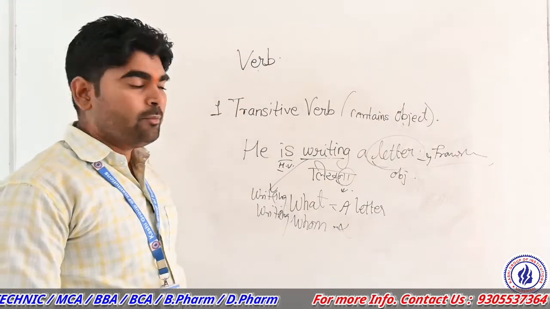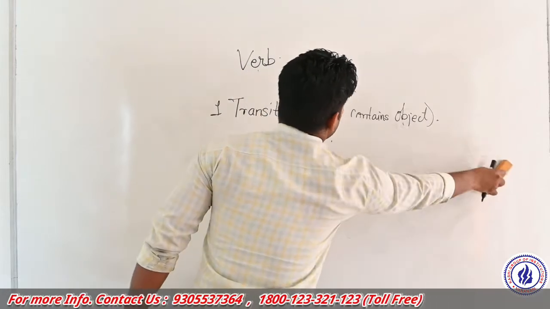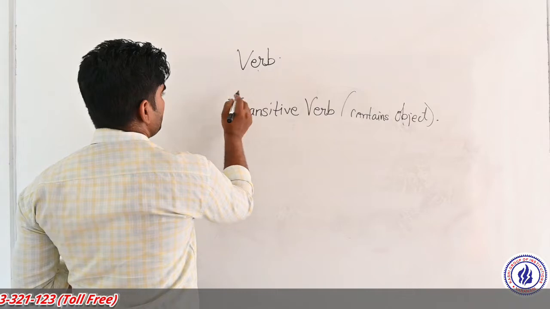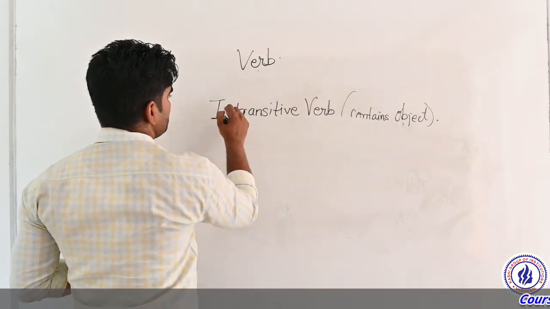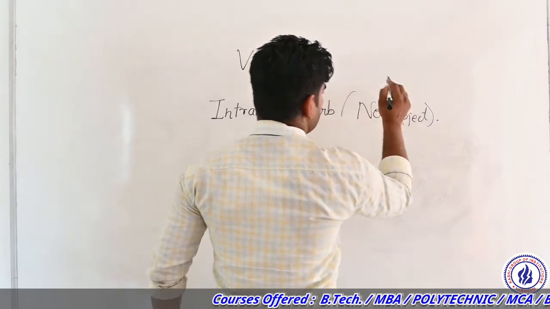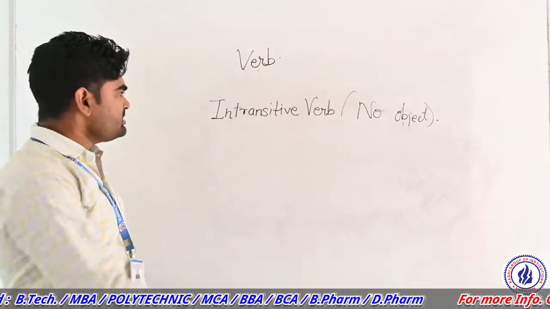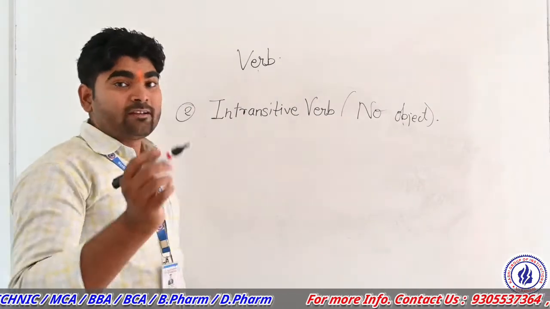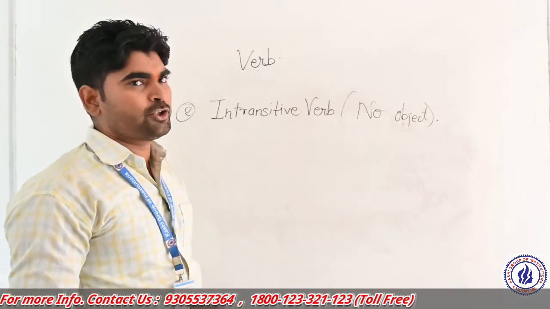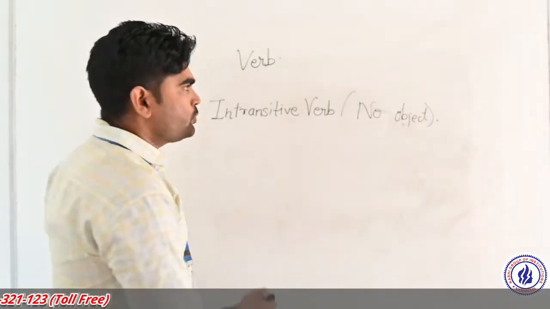Clear? Now we will move to the last topic, that is called intransitive verb. I hope the transitive verb is clear. Intransitive verb has no objects. In an intransitive verb there is no object, and in a transitive verb there is an object. Now we will learn with an example.